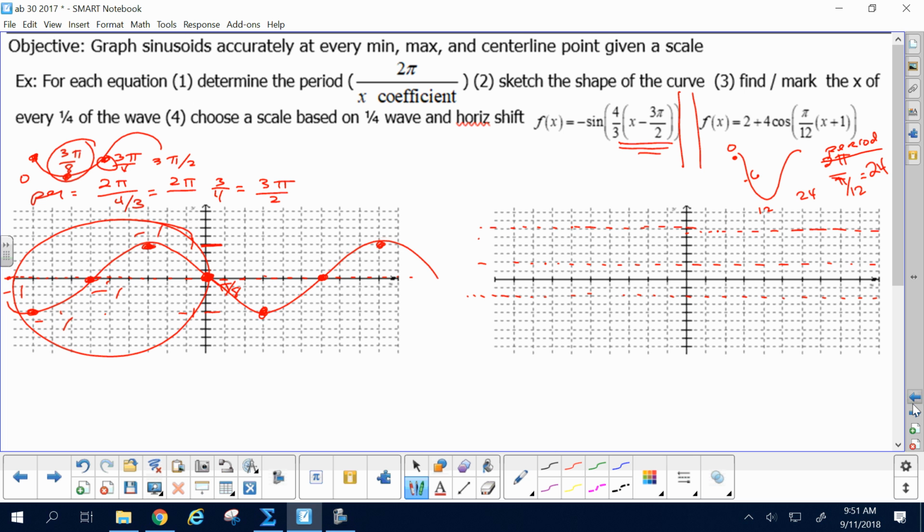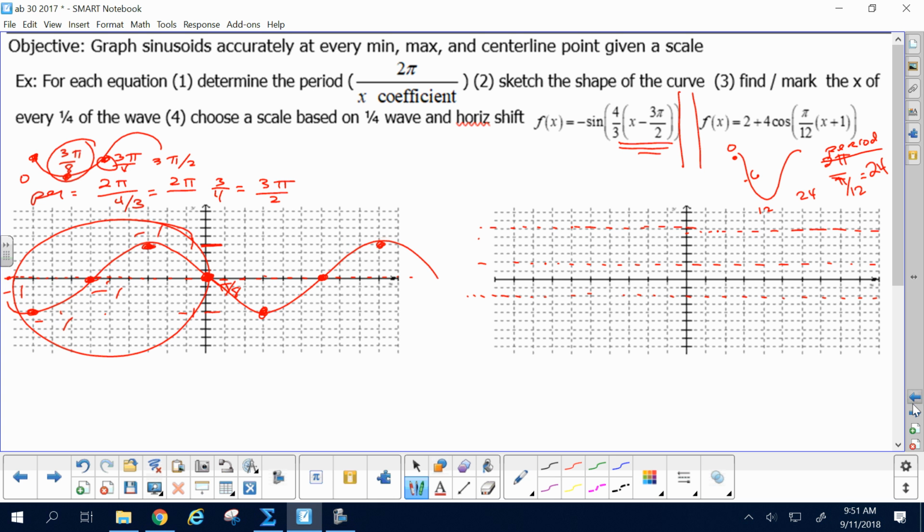Okay? All right, do you agree that the center line is 2? Do you agree that the amplitude is 4? Okay, do you agree the positive cosine wave is peak to peak? Okay, do you agree that the period is 24? Yes? Okay, it's 2 pi divided by pi over 12, that's 24. So that means a half wave is 12 and a quarter wave is 6.